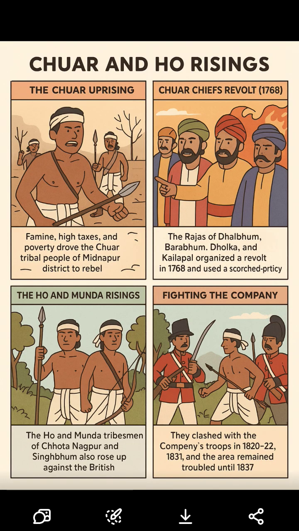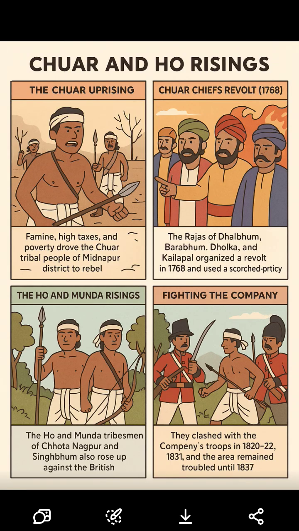Why did they rebel? 1. Loss of land and forests. The British gave tribal lands to non-tribal landlords, who charged high rents and treated tribals badly. Forests were taken over by British laws. Tribals could not freely hunt or gather wood.